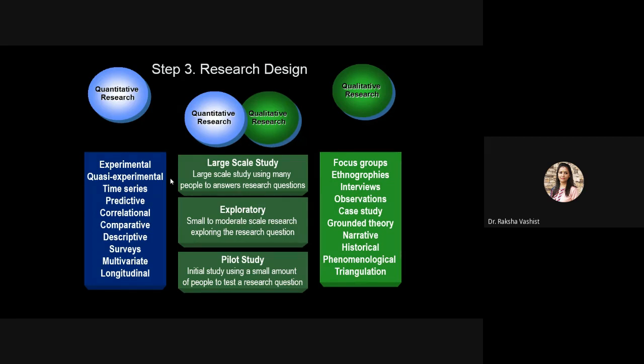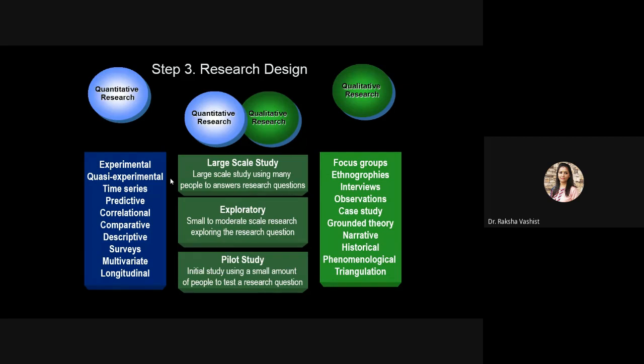And sometimes we do research in which we include both quantitative and qualitative research. For that, we have different research designs. The first one is the large scale study research design. In that type of design, a large scale study uses many people to answer research questions.